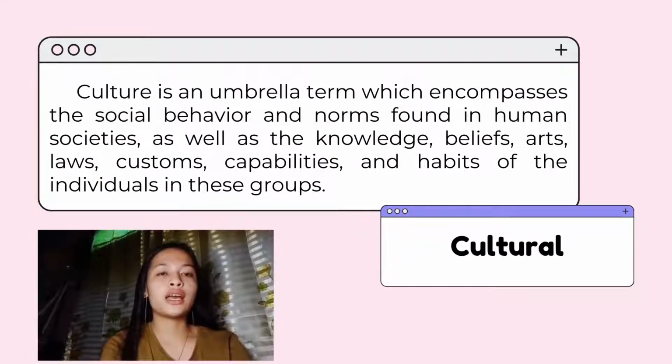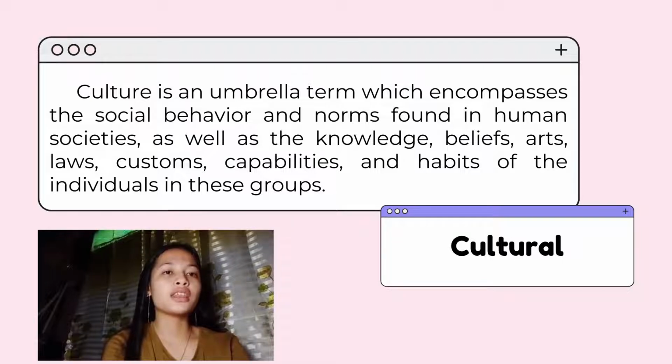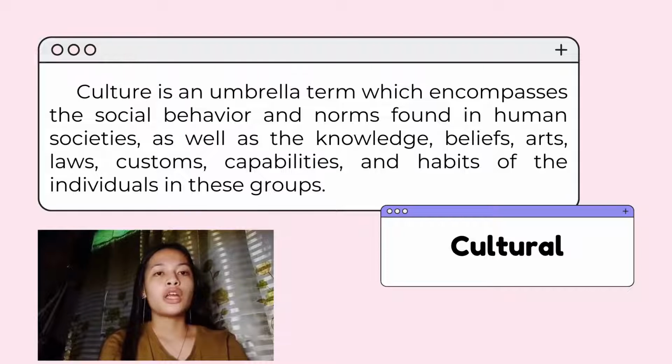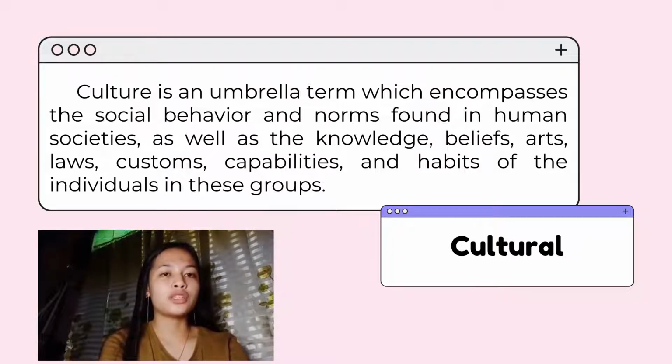Culture is an umbrella term which encompasses the social behavior and norms found in human society, as well as the knowledge, beliefs, arts, laws, customs, capabilities, and habits of the individuals in these groups.